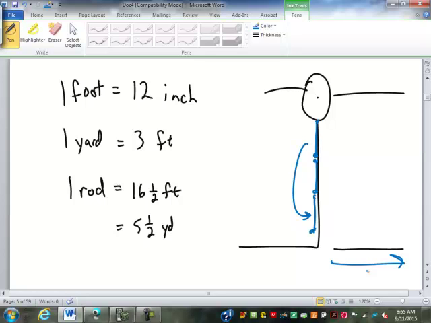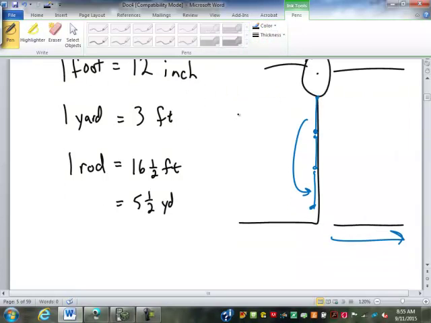Now, to this day, if you look at the legal description for your property, it'll say, 26.5 rods, whatever, to the southeast corner. Your land surveying is still done in rods. So that's the main reason why I mention it here.